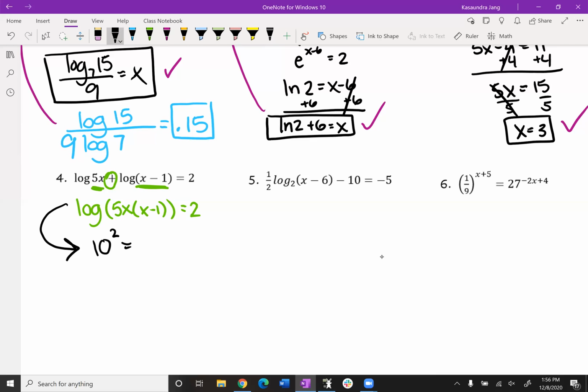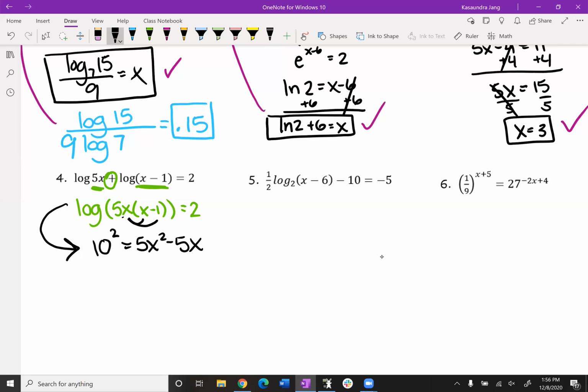Well, and I think I'm going to distribute. I'm going to simplify this down a little bit. 5x times x is a 5x squared. And then I've got my 5x times negative 1, so a negative 5x. All right, Thomas, you doing okay with this? All right. So nice, Crystal. We've got this in exponential format now.